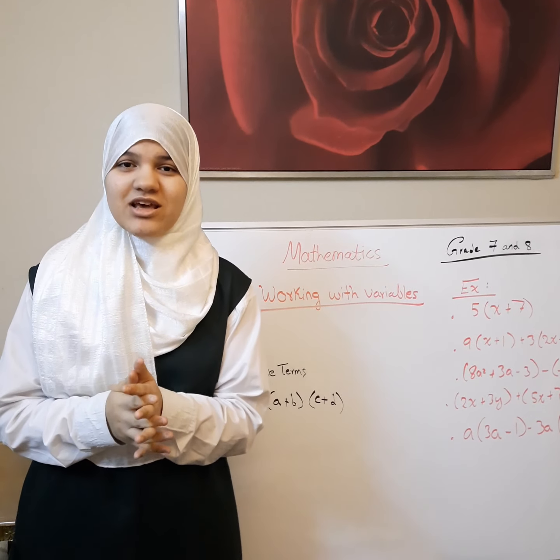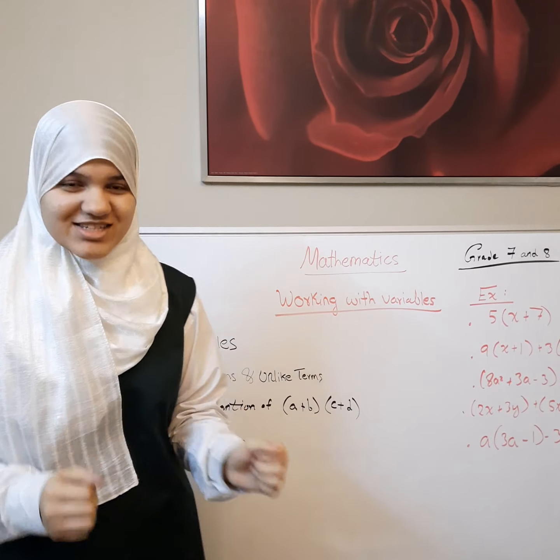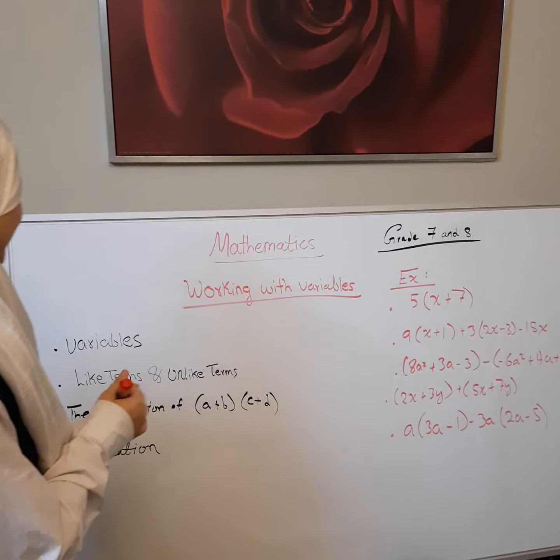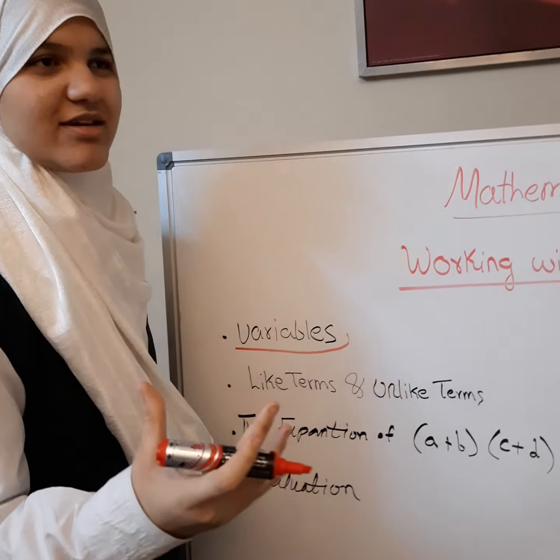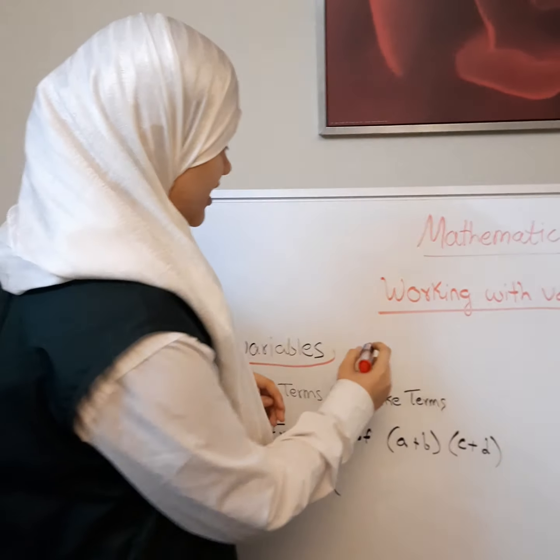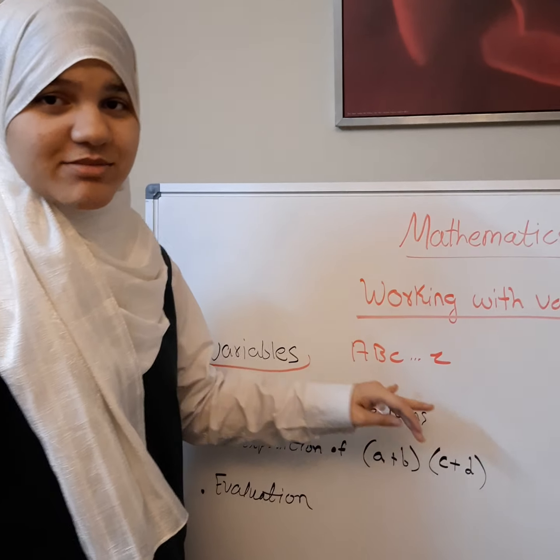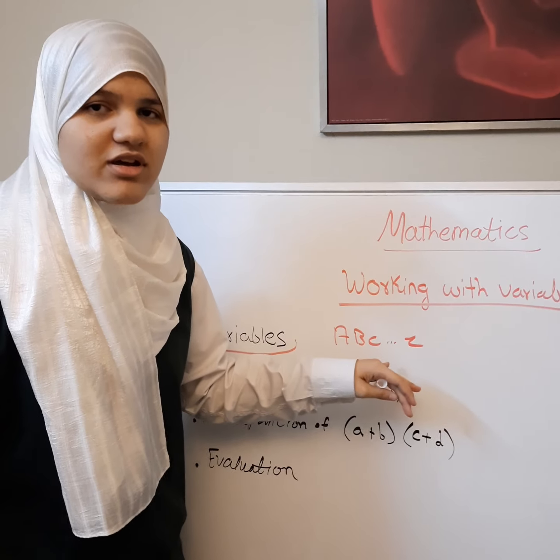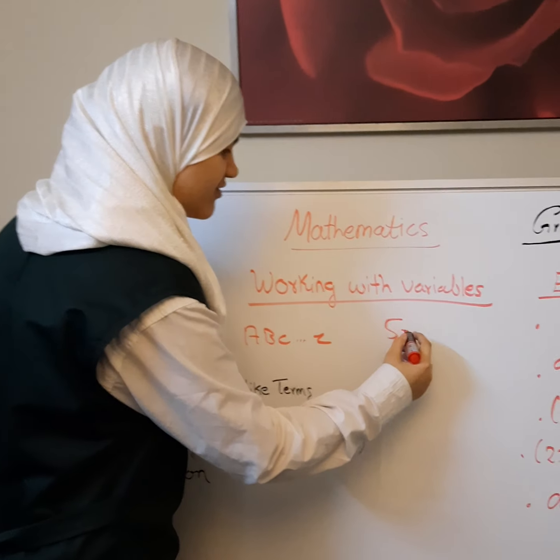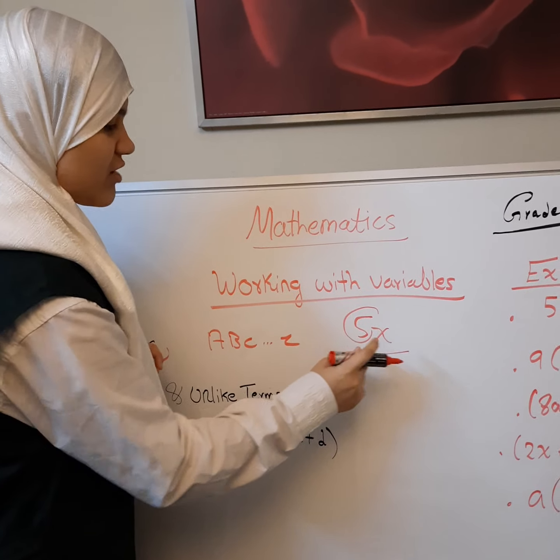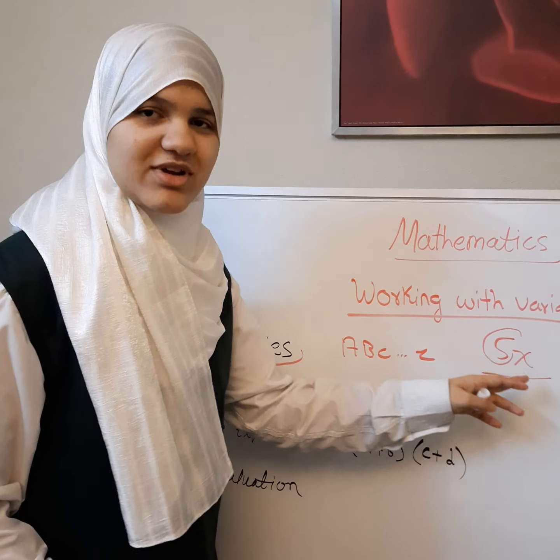The topic is how to work with variables. So let us start. First thing, what do variables mean? Variables are like any alphabet letters from A, B, C up to Z. That means it's an unknown number. When we write 5x, that means we know what 5 is, but we don't know what x is.